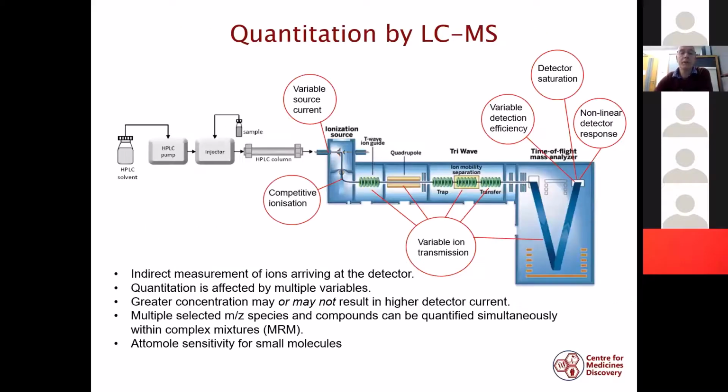The situation in mass spectrometry is completely different. You are not making a direct measurement of anything. What you are doing is making an indirect measurement of the number of ions that arrive at the detector. And there are a whole load of variables which can affect this. The first one is this: there will be a variable source current. This depends on the nebulizer, and the source current will vary. It can vary throughout the experiment.